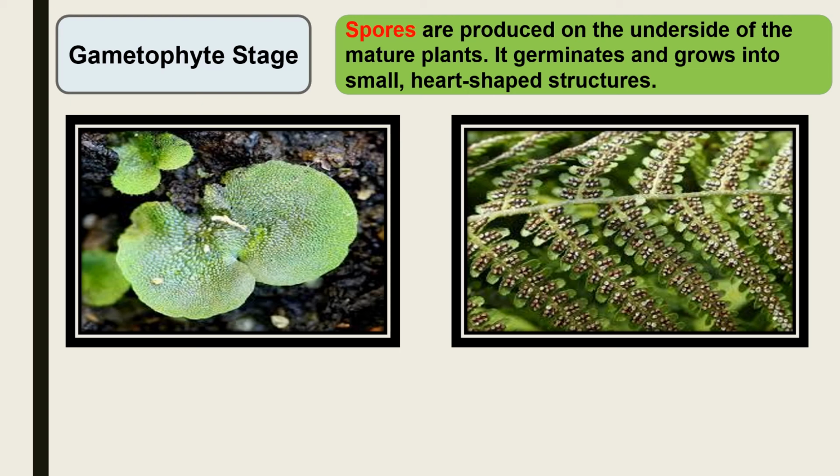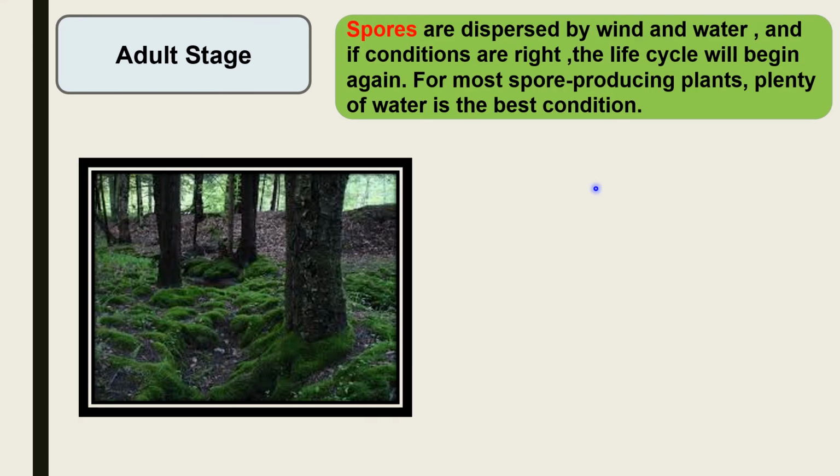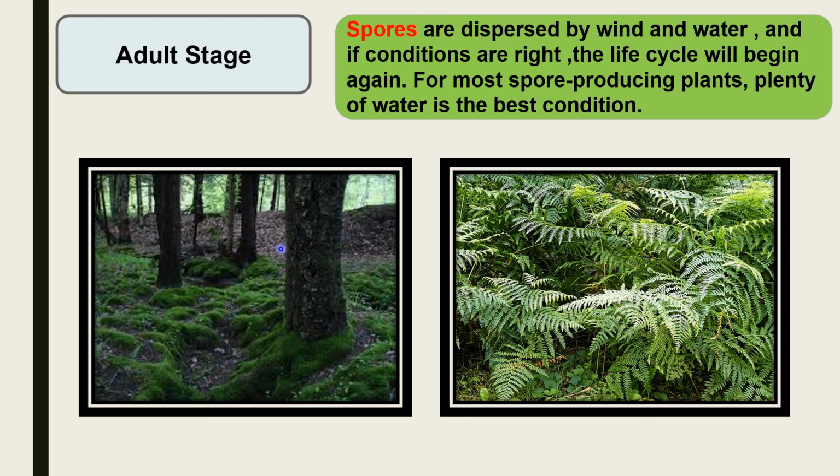Okay, next, adult stage. After the spores are made, the spores are dispersed by wind and water, and if conditions are right, the life cycle will begin again for most spore-producing plants. Plenty of water is the best condition. You may see this is the mosses and this is a fern.